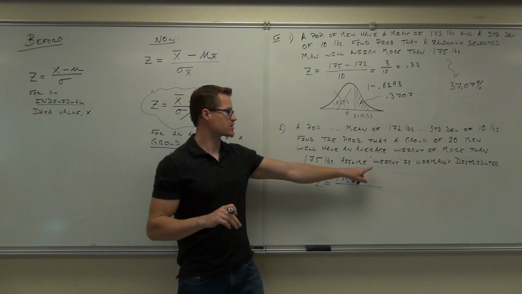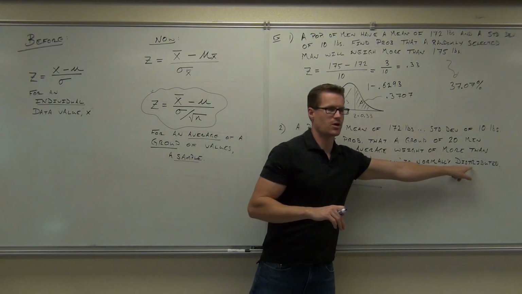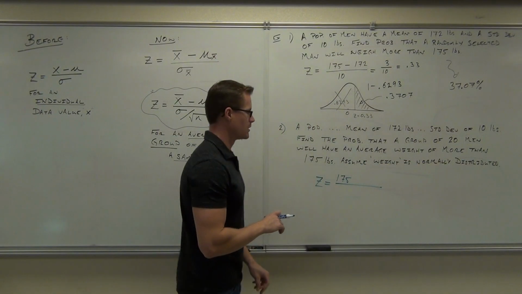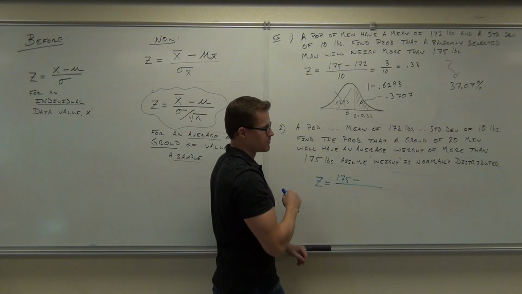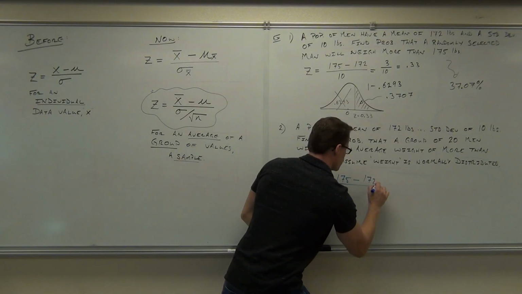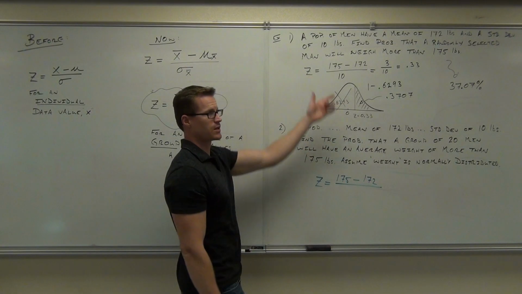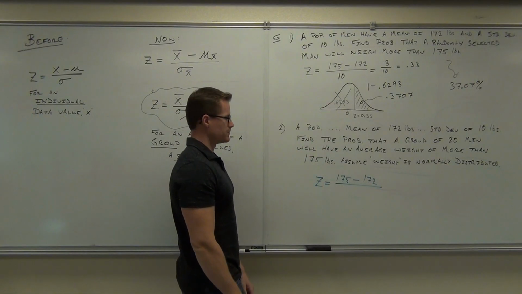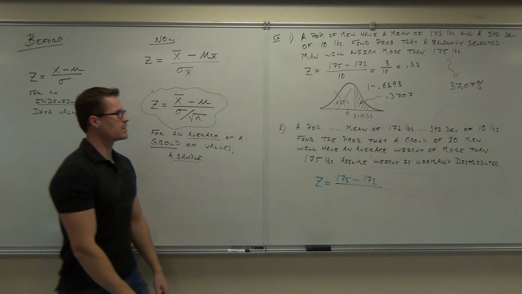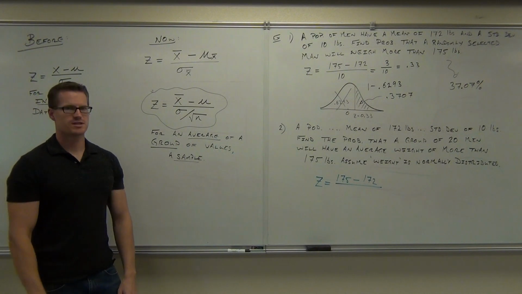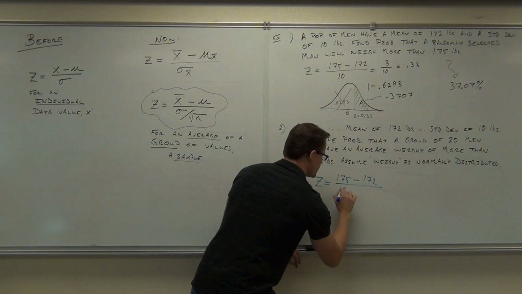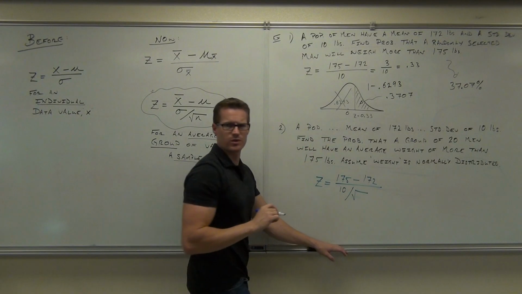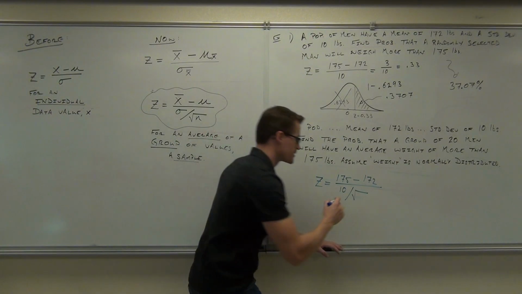If this statement wasn't here, could I do the problem? No. Okay, you're catching on. Minus, did the average for the population change? 172. So far it looks identical. On the bottom, are we going to divide by 10 or by something other than 10? I know that the standard deviation is 10, but I need to divide that number by the square root of what? 20. That's our sample size, 20.